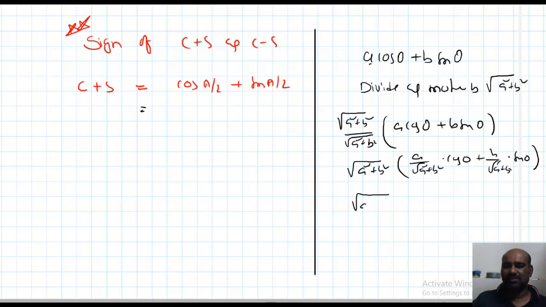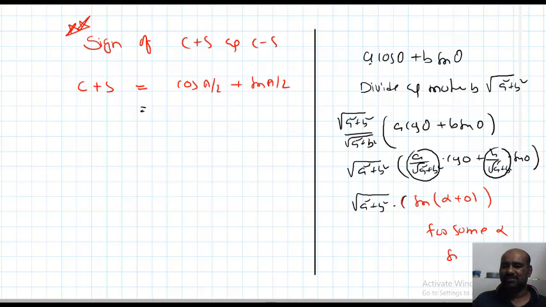Okay students, root over a square plus b square into, if this is taken as sin alpha, this becomes cos alpha, already explained, or this is taken as cos alpha, this becomes sin alpha, that I will write, into sin of alpha plus theta for some alpha, where sin alpha equals a by root over a square plus b square.